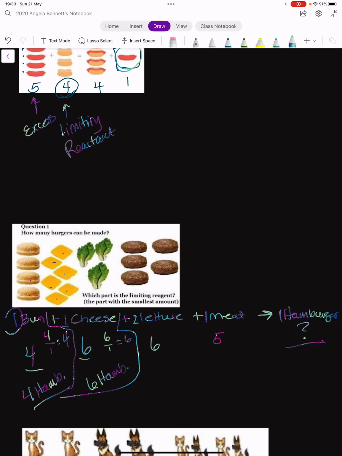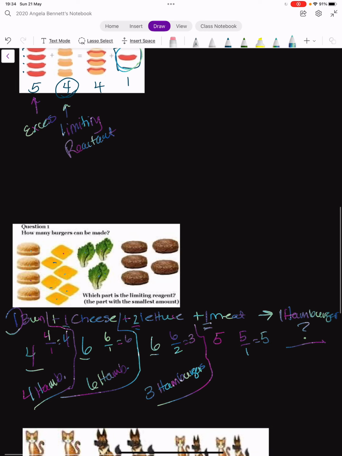All right, now let's take a look at the lettuce. In this particular one, I have 6 pieces of lettuce, but I'm going to use 2 of those for every hamburger. So 6 divided by 2 is 3. That means I can make 3 hamburgers from the number of pieces of lettuce that I have. And then from the meat, I have 5 pieces of meat divided by 1, because that's its number, to give me a total of 5 hamburgers. Oops, I want to spell the whole thing.